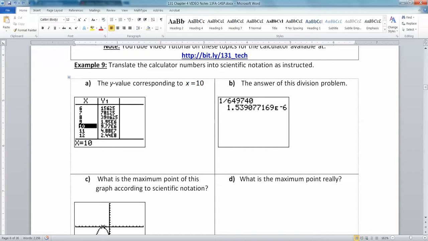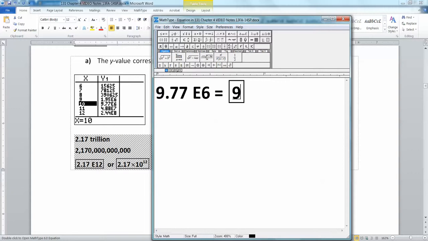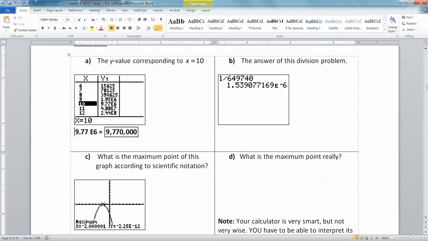So the calculator, if you look here, it's 9.77E6. See that right there? So that Y value, let me type that up. There we go. 9.77E6 would be 9.77000. Okay, so let's see if that's enough spots. 1, 2, so I moved it 1, 2, 3, 4, 5, 6. That's perfect. So that's 9,770,000. There we go. See, the calculator won't say that to you because the calculator writes it in scientific notation instead.